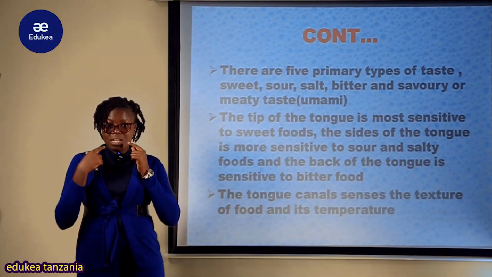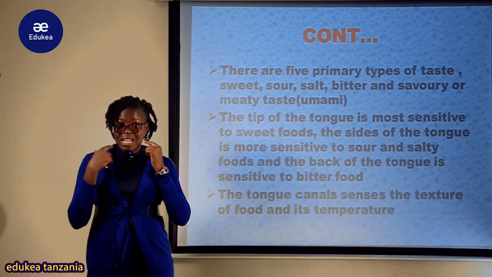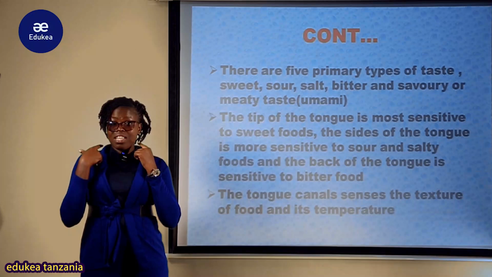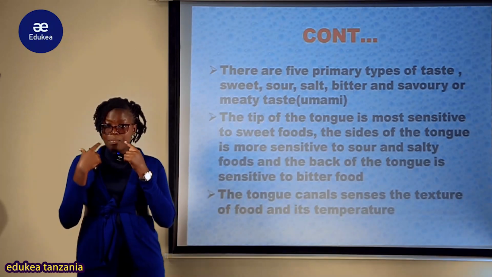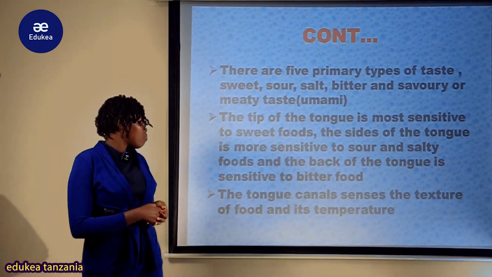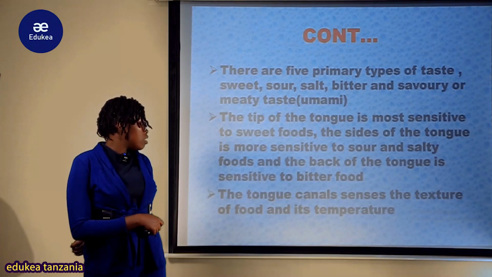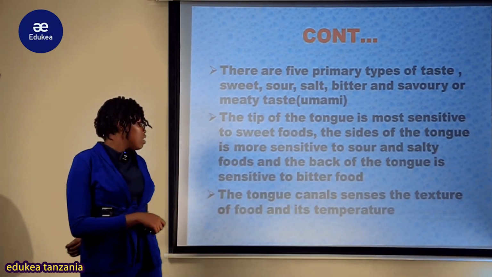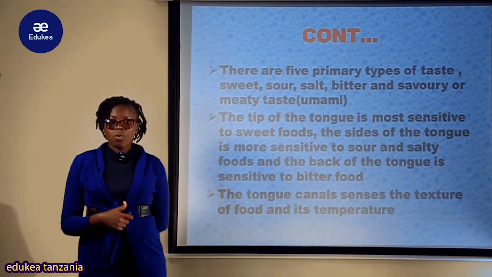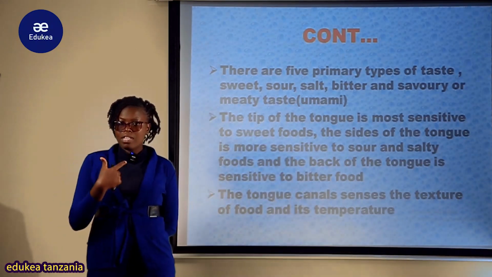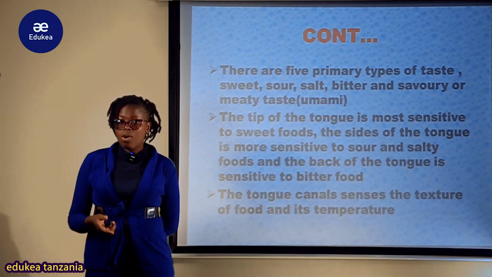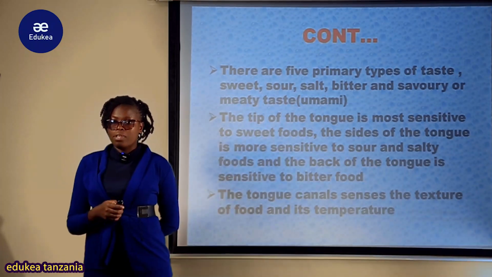Kuna pembeni kabisa huku na pembeni karibia na tip, ambapo kuna ya pembeni kabisa ipo be specialized kwa ajili ya sour, alafu karibia na tip yenyewe ni kwa ajili ya salty. Na vile vile kwa ajili ya salty food. Na at the back of the tongue, kabisa humu ndani at the back of the tongue, yenyewe ni sensitive kwa bitter food. Kwa katika back of the tongue, yenyewe ni specialized kwa ajili ya chakula kichungu. Lakini katikati ndio kuna umami.